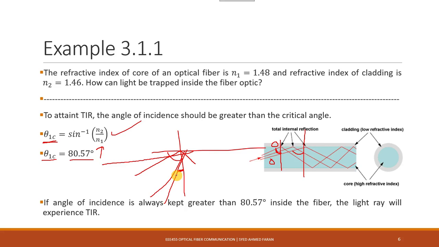We will not experience total internal reflection. So the light needs to travel in a flatter way, so that we can have this big angle of more than 80.57 degrees to make sure that it experiences total internal reflection. This is an easy way to understand the critical angle: light needs to travel in a flatter manner as compared to this sharper manner. These kinds of rays might not experience total internal reflection, and they will be refracted outside this medium. This is how we trap the light inside the fiber optic.